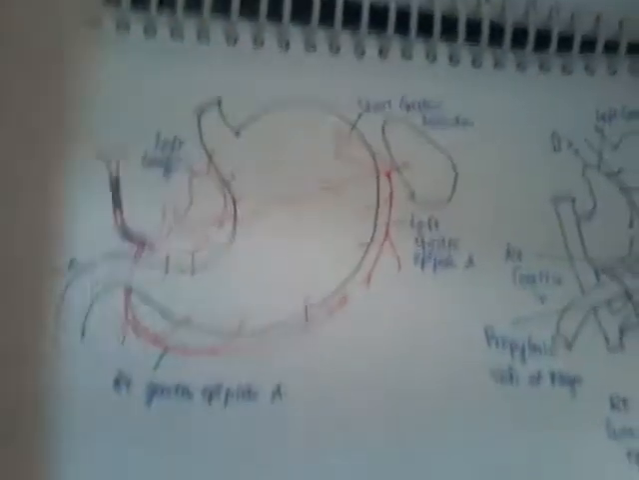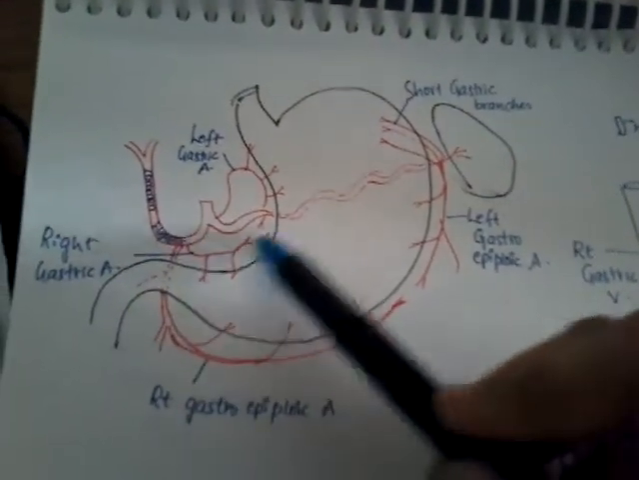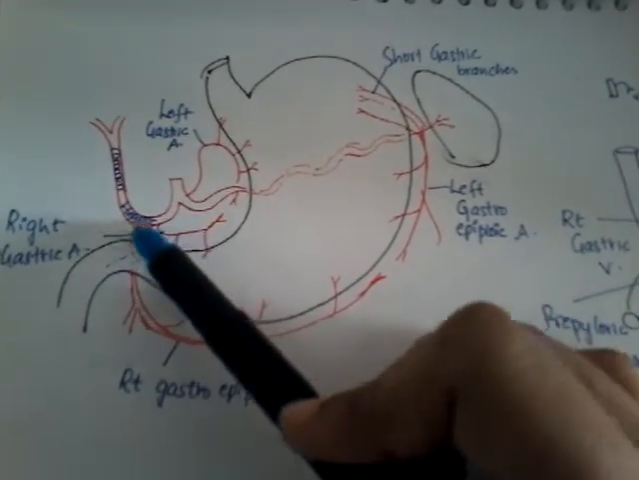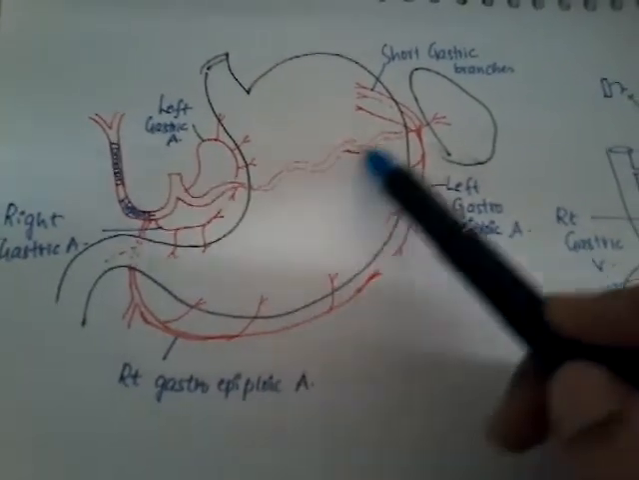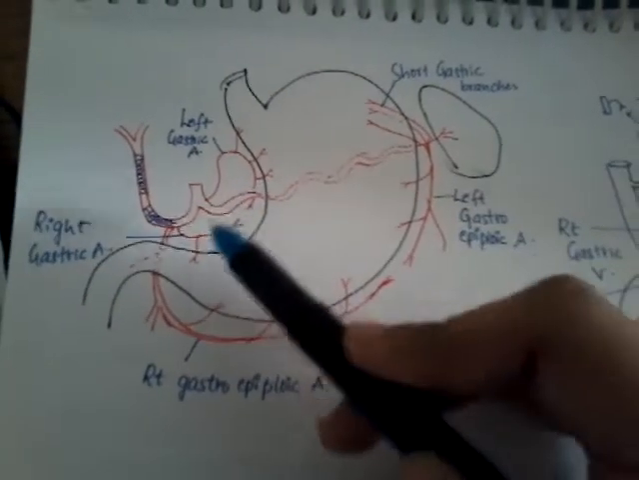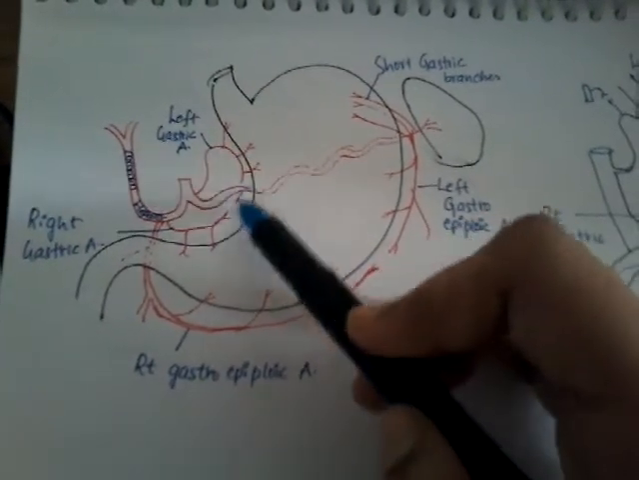Now, the blood supply to the stomach. The stomach is mainly supplied by the celiac trunk. The celiac trunk gives three branches: one, the common hepatic branch, then the splenic branch, then the left gastric branch.